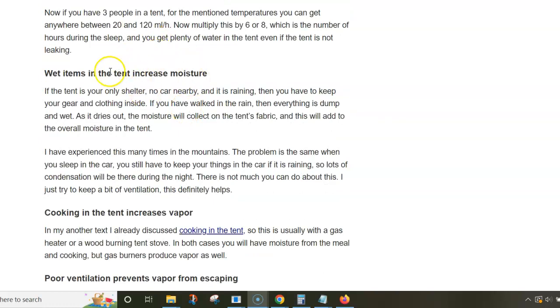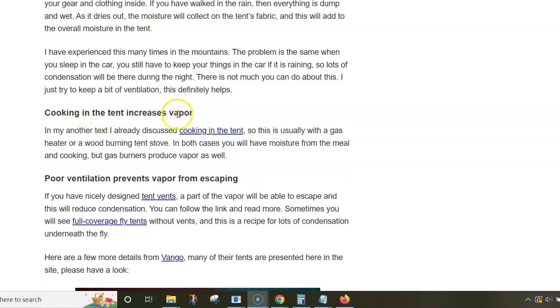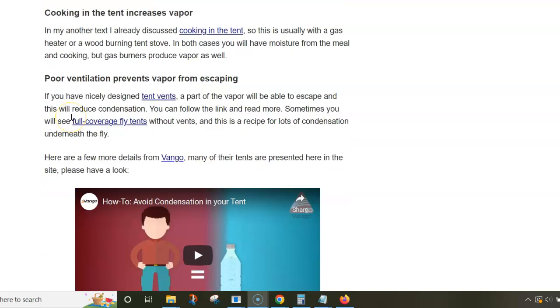The same is if you have wet items. They will dry and the moisture will evaporate, and eventually a part of it will stay on the walls of the tent. Also, when you cook, of course, you produce a lot of vapor, so it's important to keep the tent ventilated. If you have vents, of course, it's important to have vents on the fly, but also floor vents, so that you have vertical air circulation, and this will carry the vapor out.